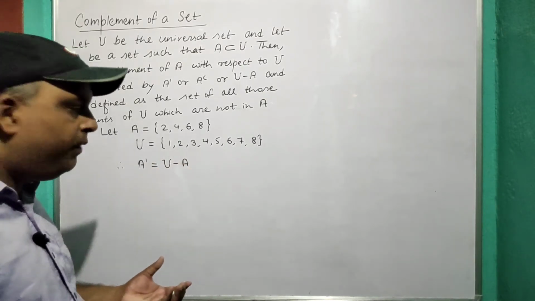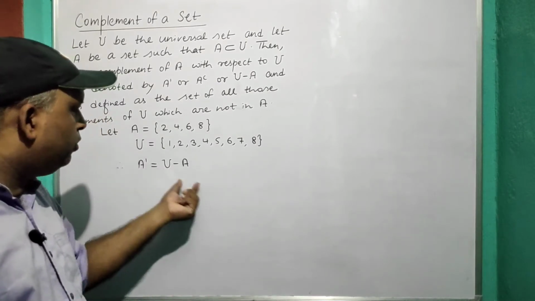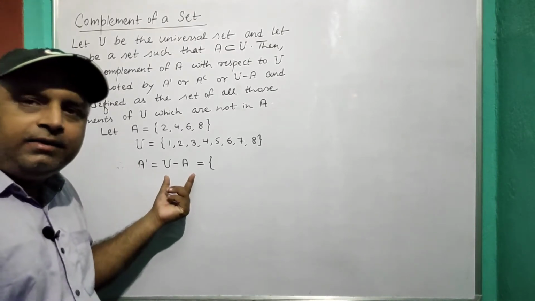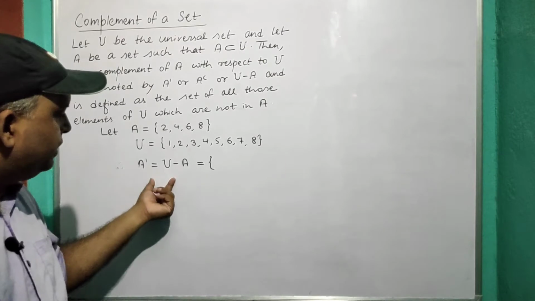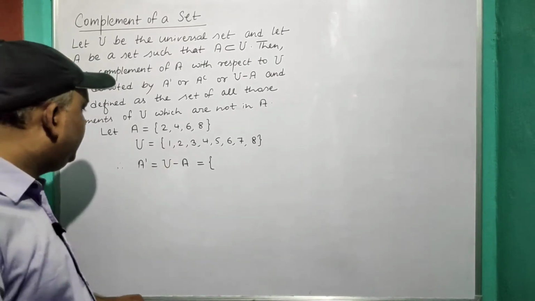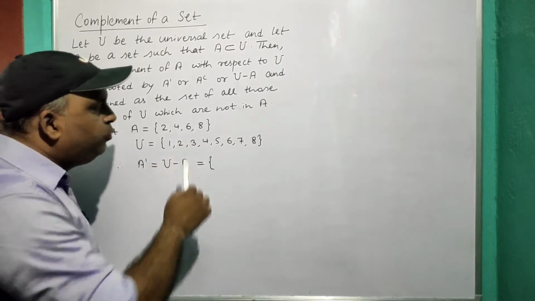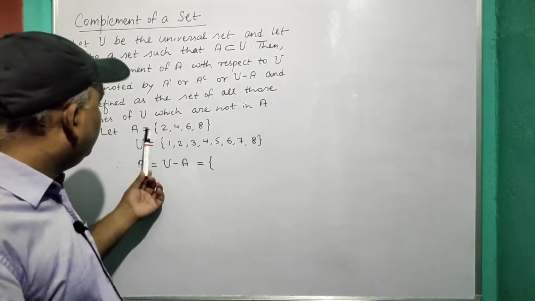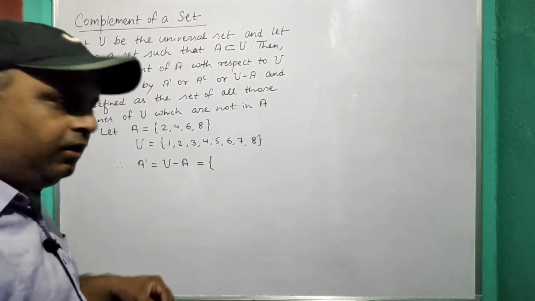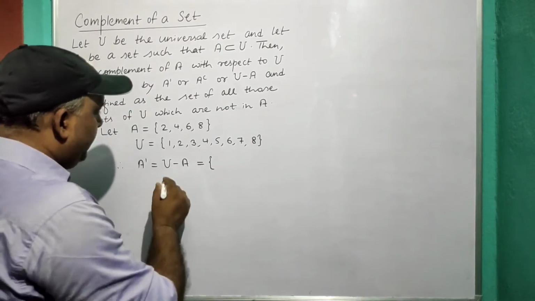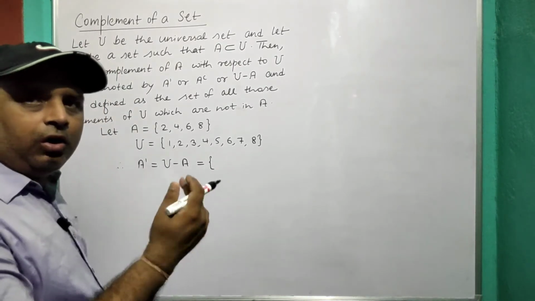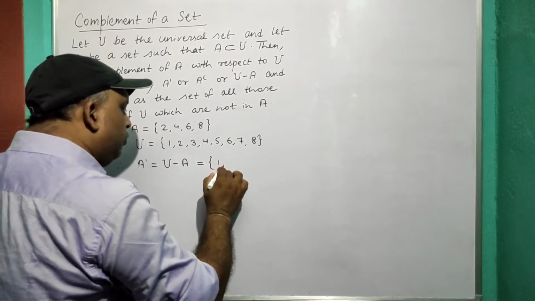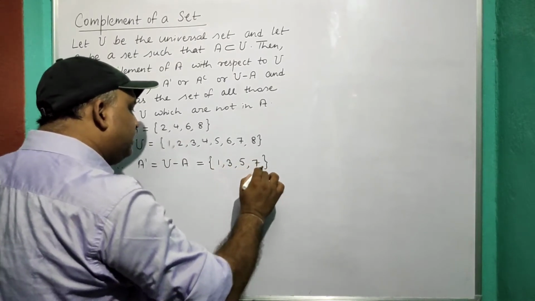तो कॉम्प्लीमेंट जब भी आपको फाइंड करना होगा किसी भी सेट का, आप उस सेट को यूनिवर्सल सेट से माइनस कर दोगे. So A dash is U minus A, and this U minus A contains all those elements of the universal set which are not in A. Set A contains 2, 4, 6, 8. It means the elements 1, 3, 5, 7 are not present in set A. So the complement of A contains all the elements of U except the elements of A, so that will be 1, 3, 5, 7.